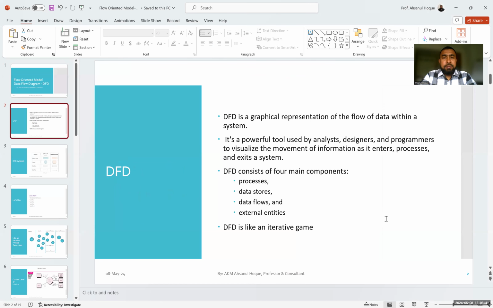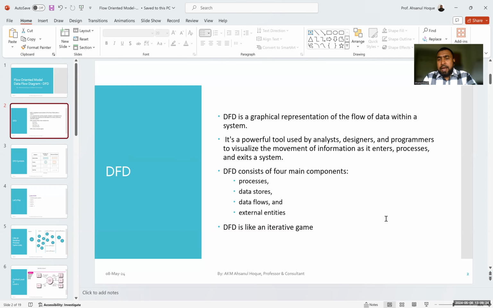So a data flow diagram is a graphical representation of the flow of data within the system. It tells us how the data flows from one process to another, how it works and how it behaves, and all these things are shown in the data flow diagram. As I said, it is a very powerful tool used by designers, programmers and analysts to see the actual information movement from process to process within the system.